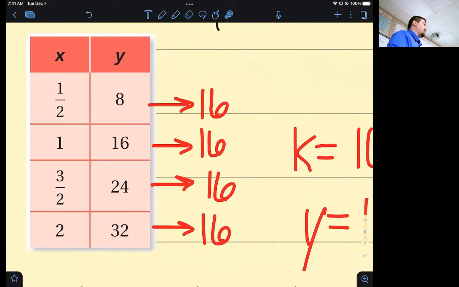So you don't have to use your fraction rules, but if you do, 8 divided by a half is the same as 8 times its reciprocal. What's the reciprocal of 1/2? 2/1, which is just 2. So 8 times 2 is the same, and that gives us the 16. And same with the 3/2. You could use 1.5.